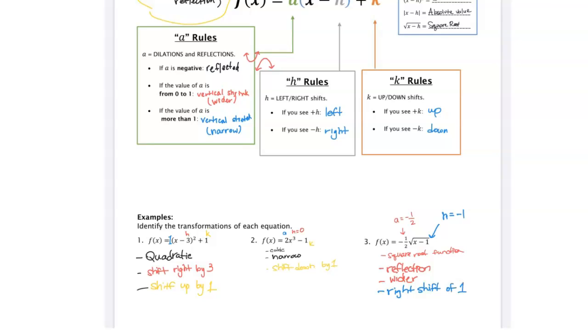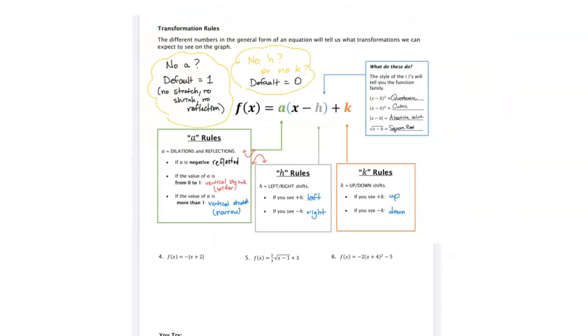Okay, and then notice at the end of our equation, we don't have our k value, so therefore our k is simply a 0 since it's not there. So that means that we didn't shift up and we didn't shift down. There's no change for k. So if we're using those same transformation rules and trying a few more problems, examples, we have number 4.